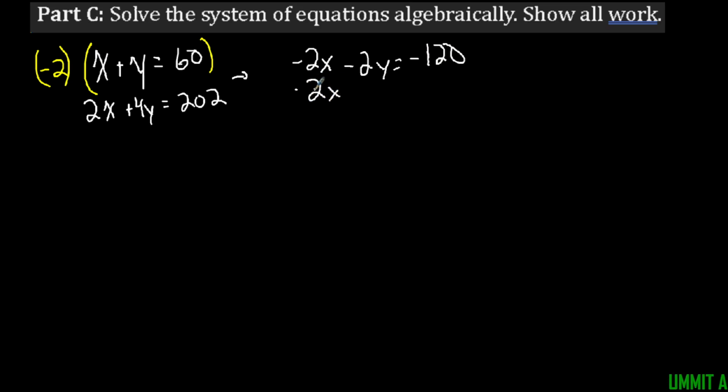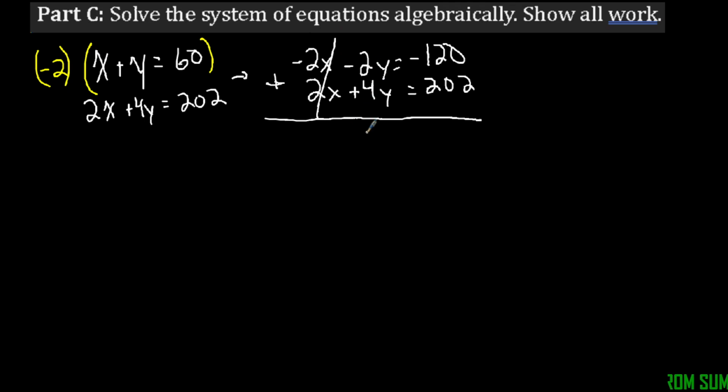So it's still 2x plus 4y equals 202. And so what you do is you add the columns together. When I add the columns together, the x's become 0, and this becomes 2y equals 82. We use elimination to figure out what one of these variables is, and then we substitute back in.